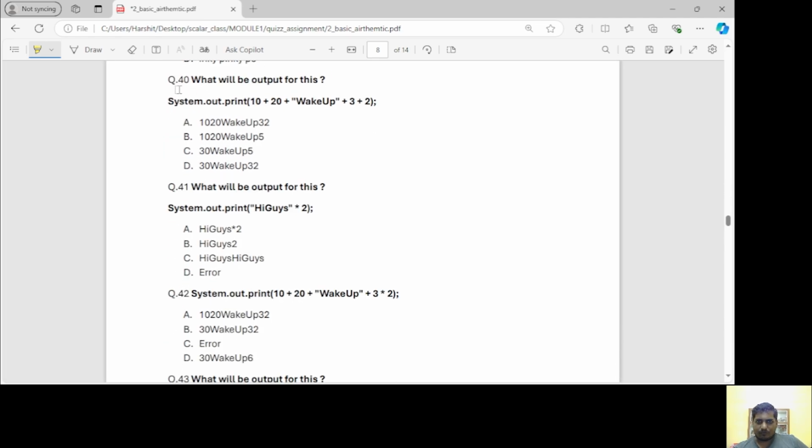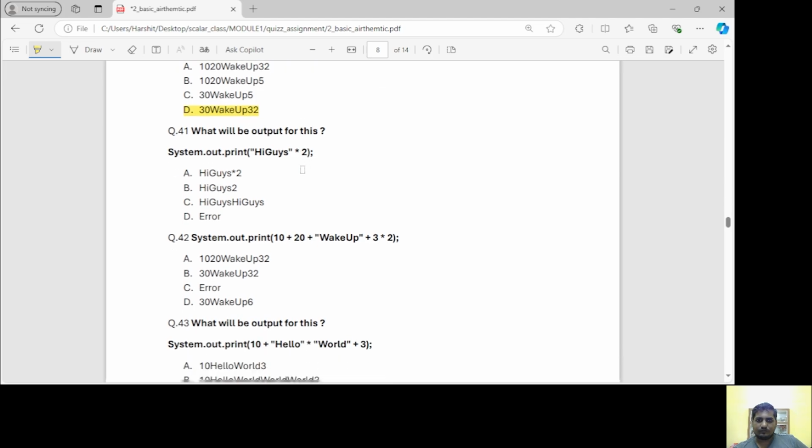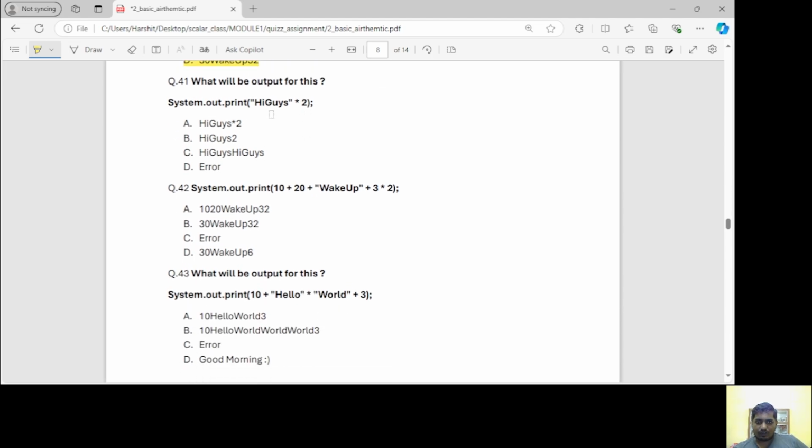Now we'll see question number 40. System.out.print 10 plus 20 plus wake up plus 3 plus 2. Now here the operation will be performed. So 10 plus 20 is 30. 30 plus wake up plus 32, means 30 wake up 32. Before the string the operation is performed, after the string it will not be performed. Whatever you write will be printed as it is. Now see question number 41 carefully. Hi guys multiplied by 2. So there is no such operation, so it is an error.